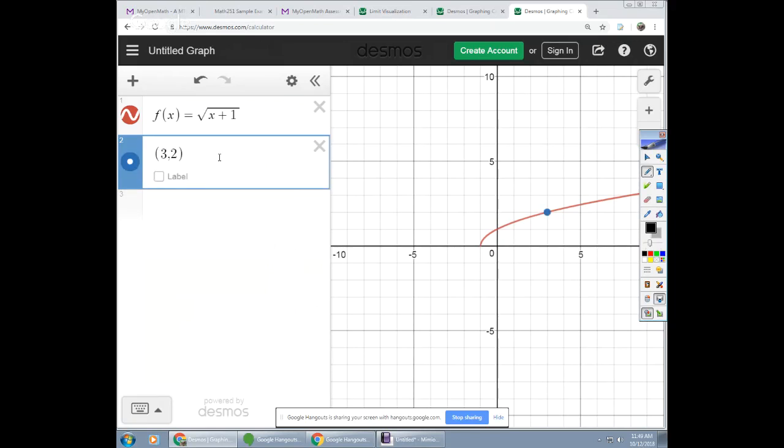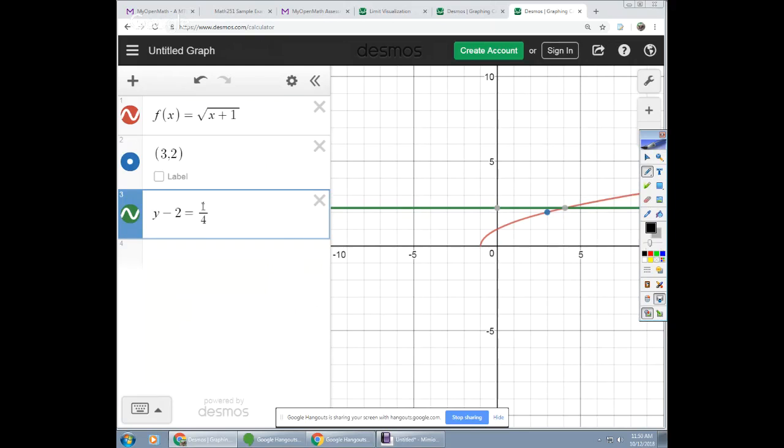All right, so the point I believe is 3, 2. Oh, it's on the curve. And I think the tangent line is y minus 2 equals 1/4 of x minus 3.